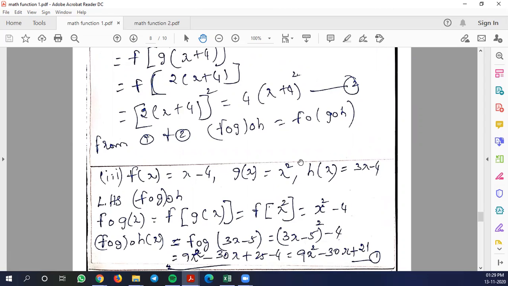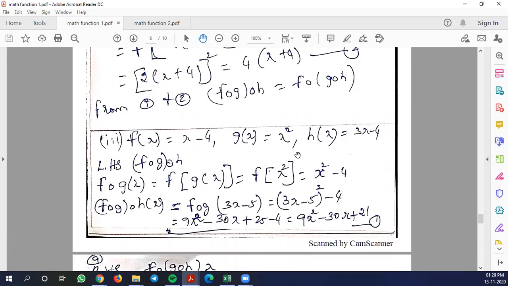3x minus 5. Sorry, this is not 4, this is 5. So this is 3x minus 5 the whole square. Expand this one: (a minus b) the whole square is a square minus 2ab plus b square. 3 squared is 9x square, 2 3s are 6, 30x plus 25, minus 4. Combine these two, 21.